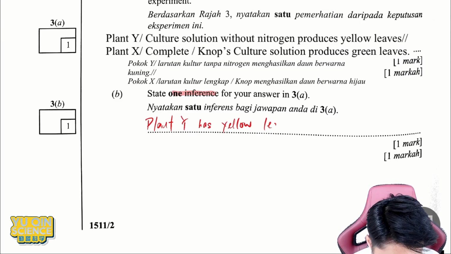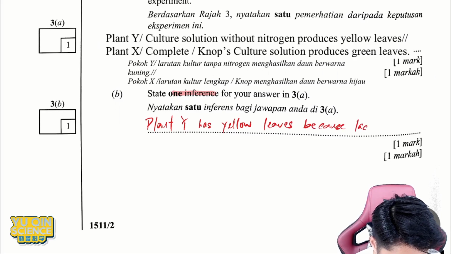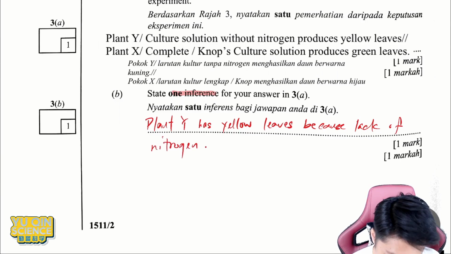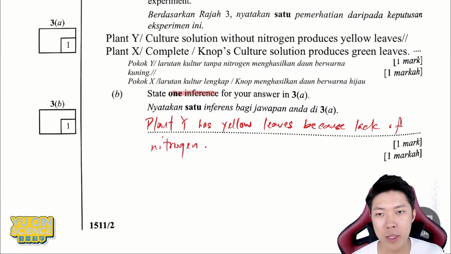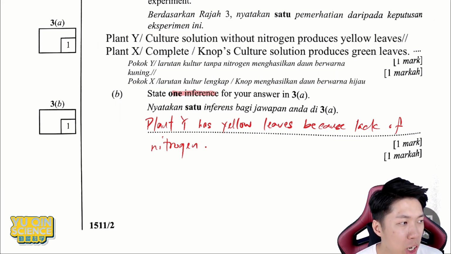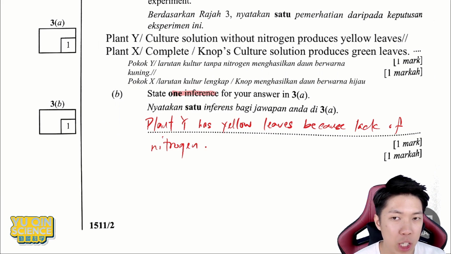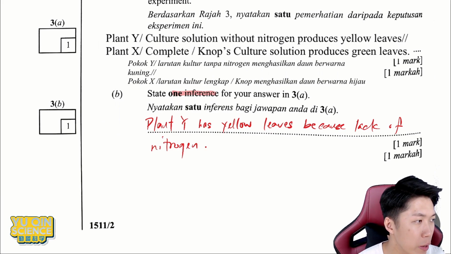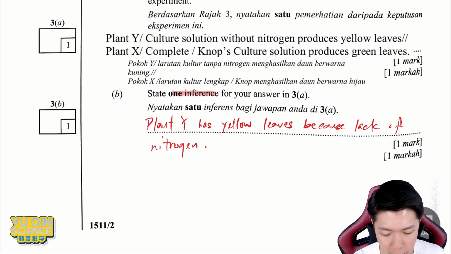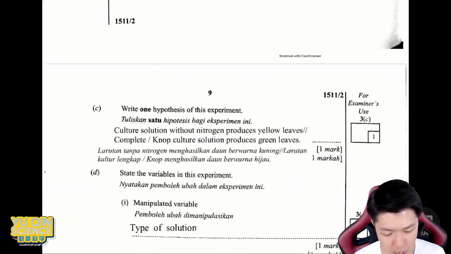Plant Y has yellow leaves because of lack of nitrogen. If you want to do X, you do the opposite. Plant X has green leaf because it has complete culture solution with complete nutrients. Okay? Can? So up to you. If you want to do the other way around, also can. Yeah, that's for B. Alright?